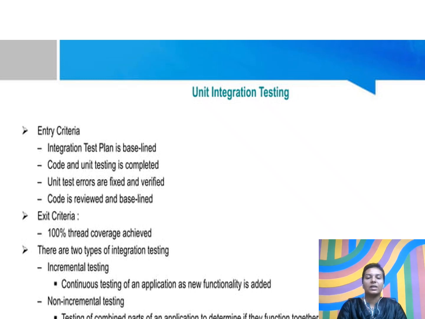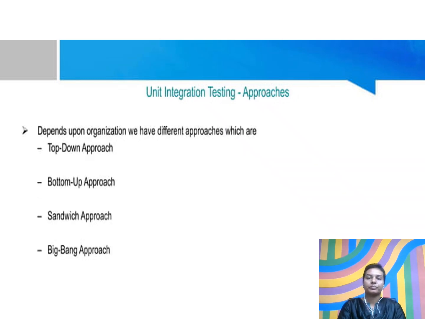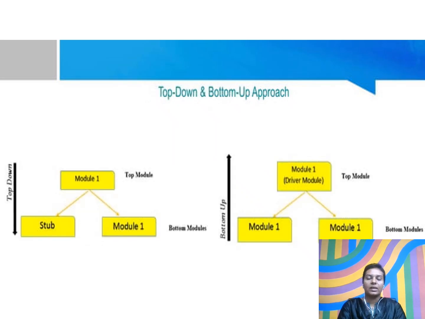Incremental testing is continuous testing of an application as new functionality is added, whereas non-incremental testing is testing of combined parts of an application to determine if they function together successfully. Some of the unit integration testing approaches are the top-down approach, bottom-up approach, sandwich approach, and Big Bang approach.